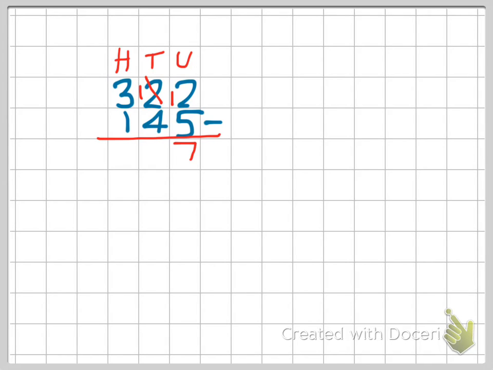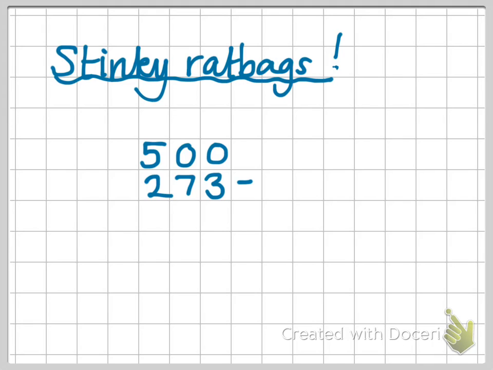Now let's move to the tens. 1 take away 4. We can't do it, so let's go to the hundreds. Take 100 away. We've got 200 left. Now we need to exchange that 100 for 10 tens. Put a 1 in front of the 1 that's already there, and now we have 11 tens. 11 take 4 is 7. 2 take 1 is 1. The answer is 177. Now the stinky rat bags are the ones where you have the zeros on the top.